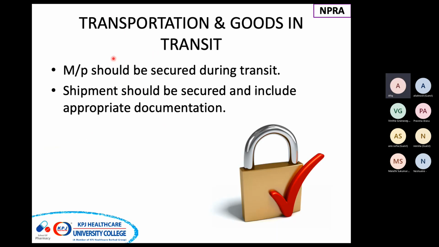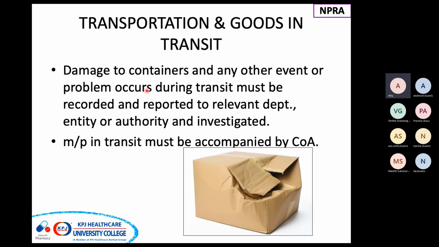So this is what happens during transportation and goods in transit. The materials and products should be secured during transit. That means if it is placed in a lorry container like that, then it should be sealed, so that nobody can open it. And then shipment should be secured and include appropriate documentation. Damage to containers and any other problem that occurs during transit must be recorded, reported to the relevant department, entity, or authority, and investigated. Materials and product in transit also must be accompanied by the certificate of analysis, COA.